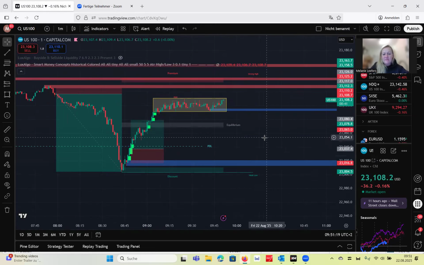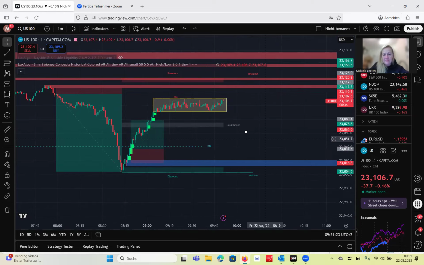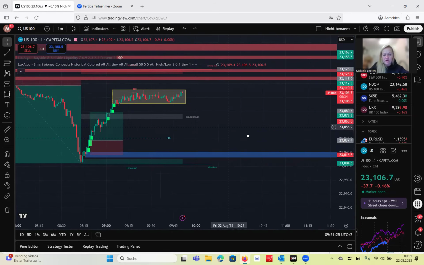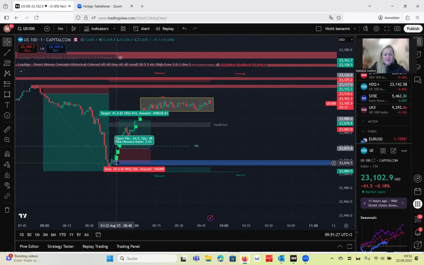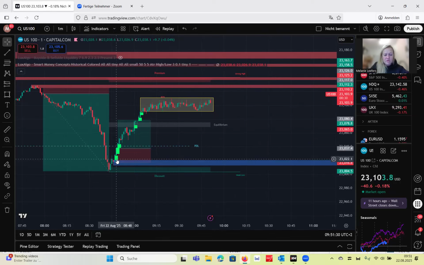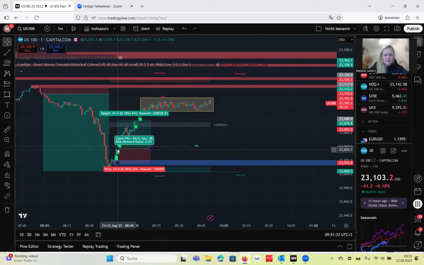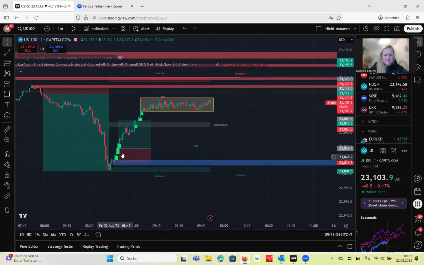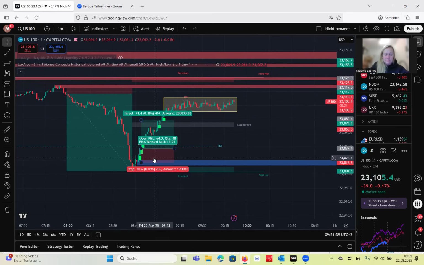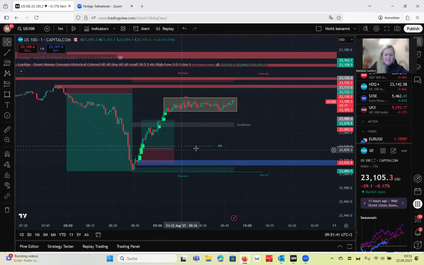So the next trade was created because you can see here that this is the bullish order block. This is the first bullish fair value gap, and we go in with the next candle which confirms the bullish fair value gap. Sorry.